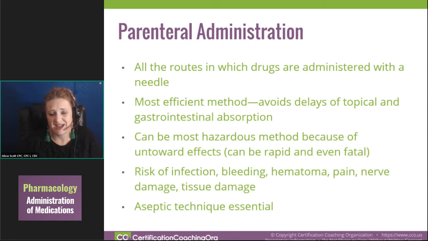We've all had a tetanus shot, and that's like being hit in the arm with a bat for a couple days, and it's swollen and hot to the touch. Nerve damage has happened, and you can have tissue damage, usually because of the medication that's being administered, not because you stuck them with a needle. You have to be very careful with the technique.